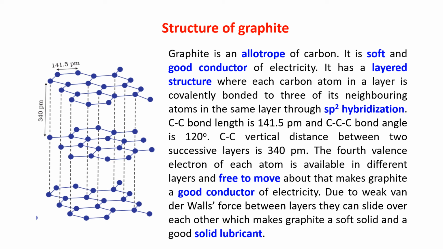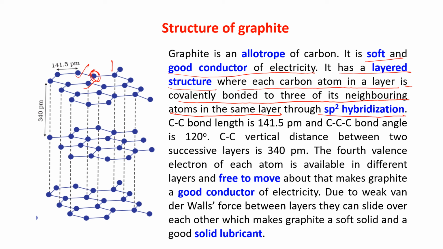Now the structure of graphite. Graphite is an allotrope of carbon. It is soft and a good conductor of electricity. It has a layer structure where each carbon atom in a layer is covalently bonded to 3 of its neighboring carbon atoms in the same layer. See, if you take this carbon atom, it is joined with this carbon atom, with this carbon atom and with this carbon atom. So each carbon atom in a layer is joined with 3 carbon atoms and they join by sp2 hybridization.